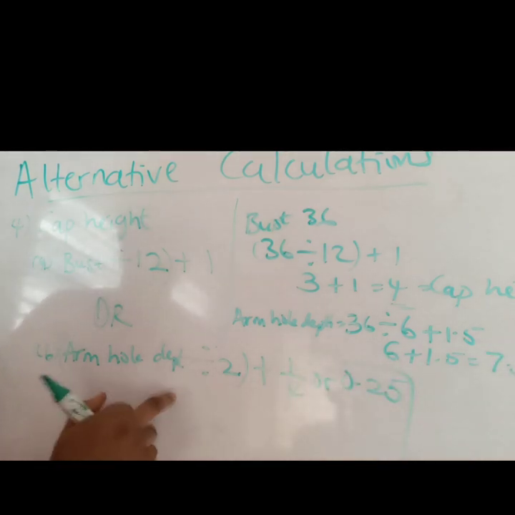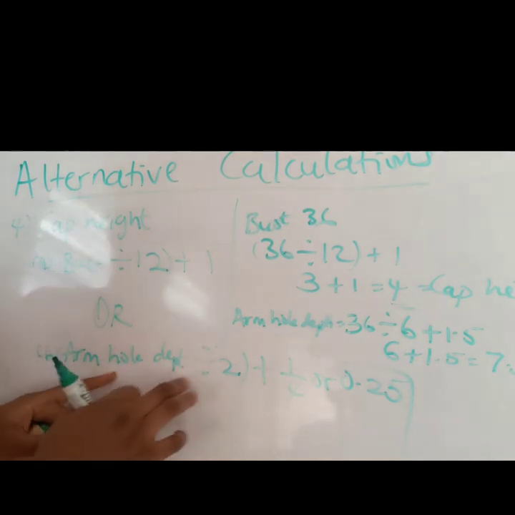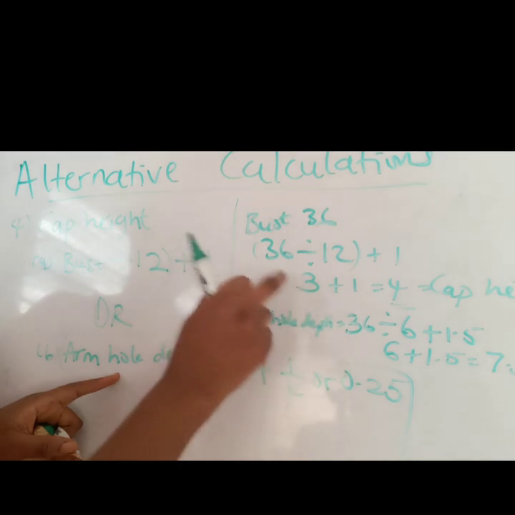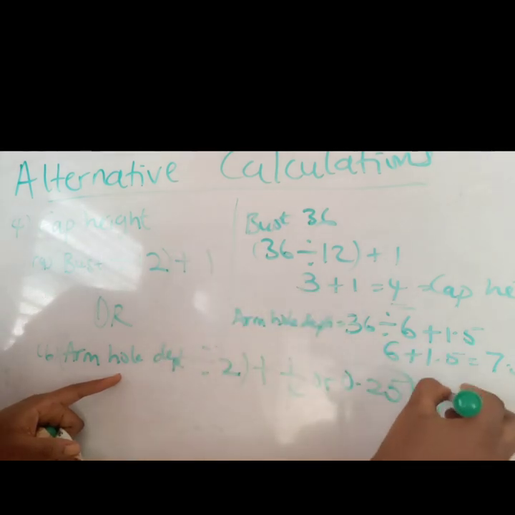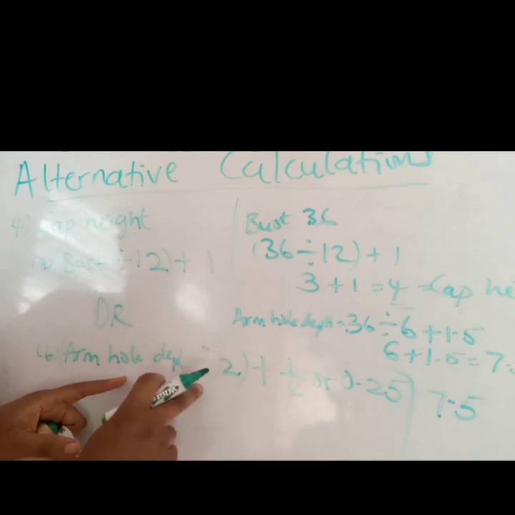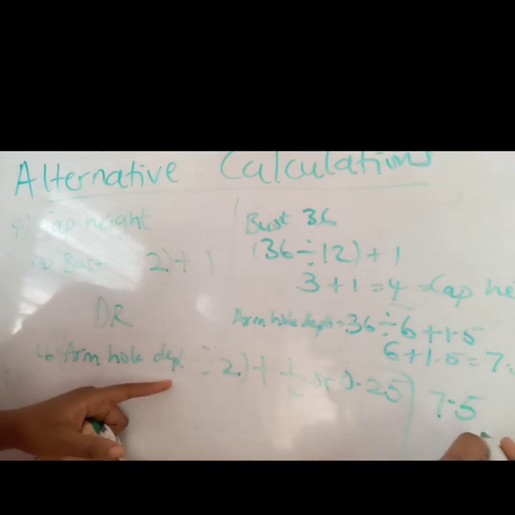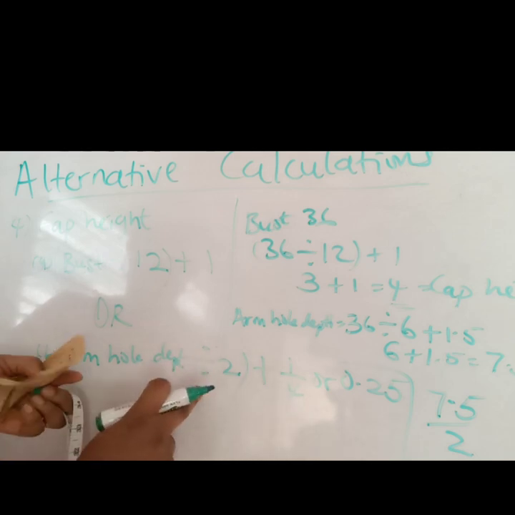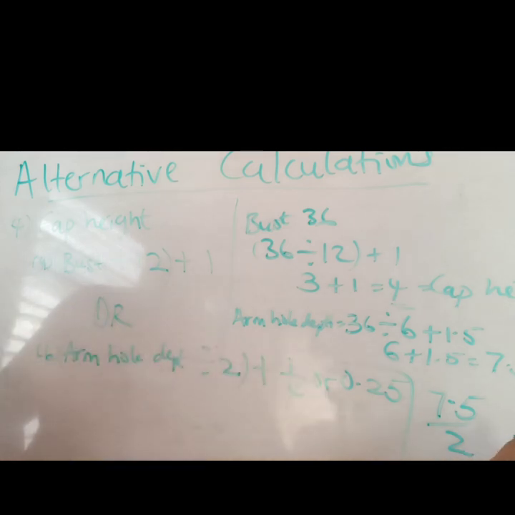And we said that if you are using armhole depth divided by 2 plus 1 over 4. So the armhole depth for bust 36 is 7.5. So divide this 7.5 by 2, and you are going to have, let's divide this. What will you have? You can use your calculator. We don't have a calculator here.